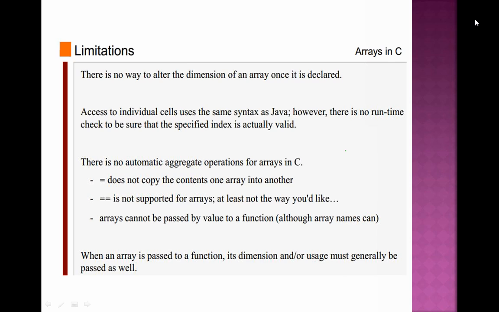Another point says there are no automatic aggregate operations for arrays in C. Arrays cannot be accessed or passed by value to a function. Next, when an array is passed to a function, its dimension or size must generally be passed as well. So arrays cannot be passed except with their dimension and size.